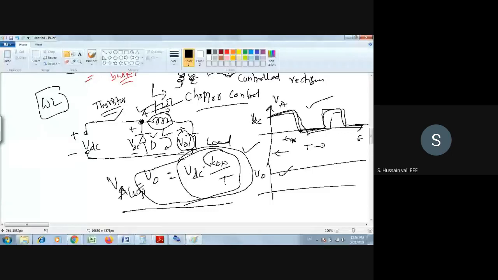So by controlling T on, V naught can be easily found out. For example, what is the load here? Say you take the motor armature as the load. It means the motor armature voltage V naught can be controlled or changed by changing T on. So when you can change V naught by changing T on, then you can obviously control the speed of the motor. That's it. So this is the chopper control.